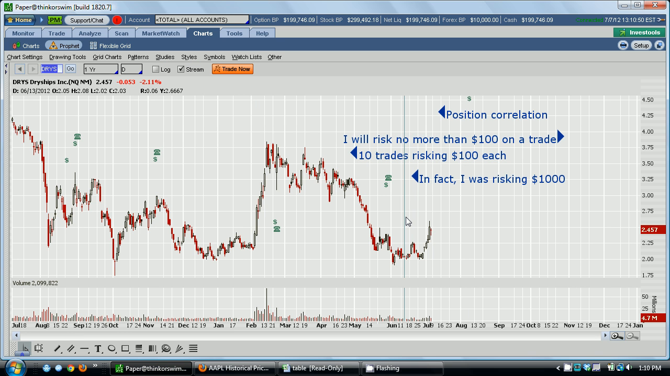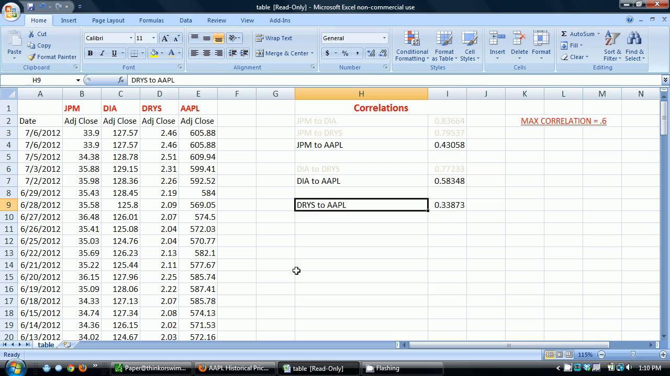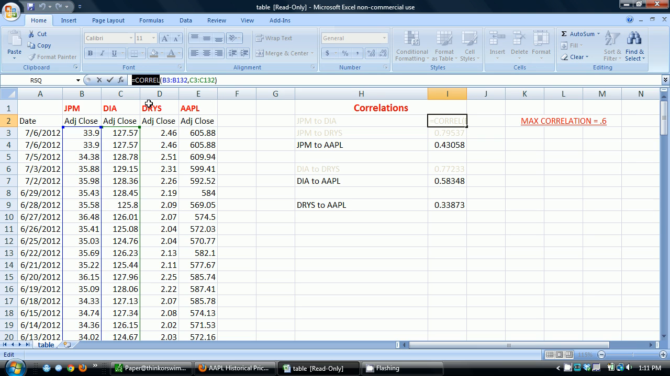So that's a little tip, a little exercise to do your portfolio analysis. You can get historical prices off of yahoo.com, and to get the correlation, you use the function equals CORREL, and then you choose both the data sets. Alright, so a little method for you.